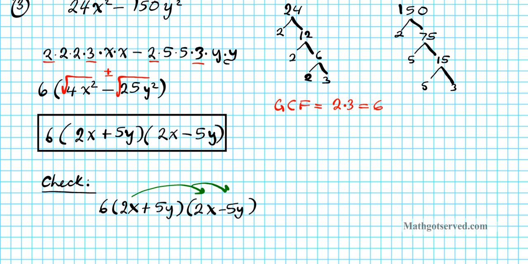We're going to FOIL first, outer, inner, last. And then when we're done FOILing these two quantities in the parentheses, we'll distribute the 6 to our result. Okay, so bring down a 6. 2x times 2x is 4x squared. 2x times negative 5y is minus 10xy. 5y times 2x is positive 10xy. And then for the last, positive 5y times negative 5y is negative 25y squared.